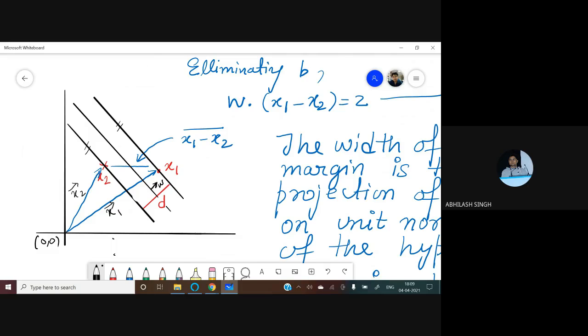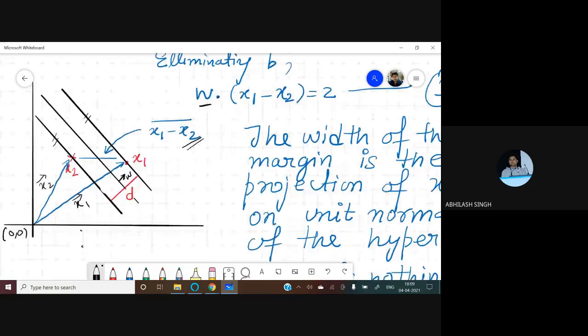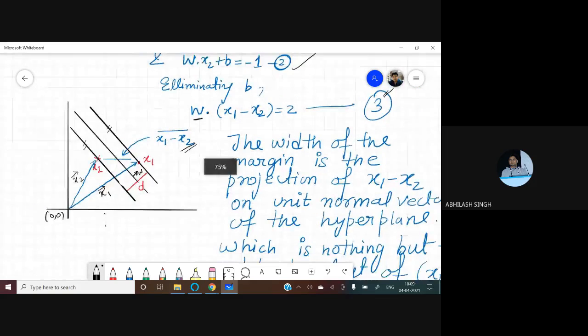And this is the W vector, which is nothing but the projection of W on the hyperplane. This W vector gets a dot product with the vector x1 minus x2. So we have the x1 vector, the x2 vector, and this is the difference vector. I hope you can visualize it now. Let us go back and try to calculate the value of D.